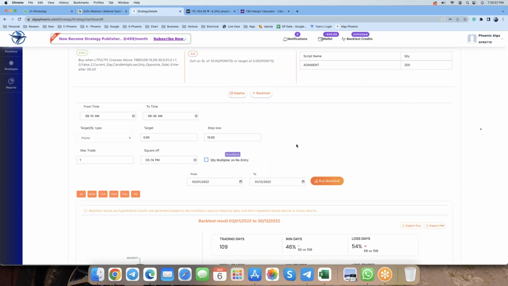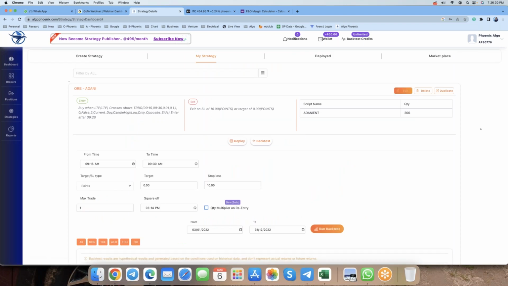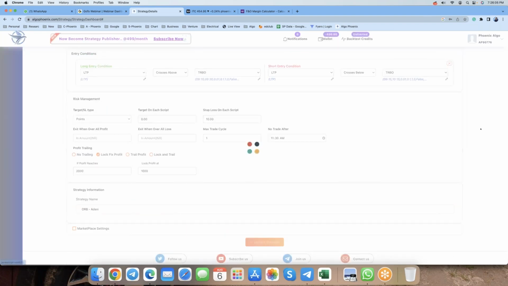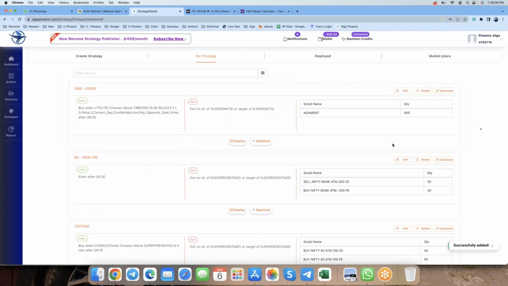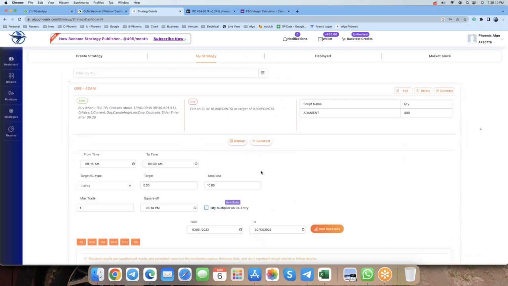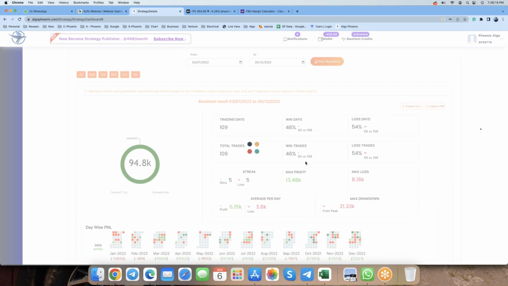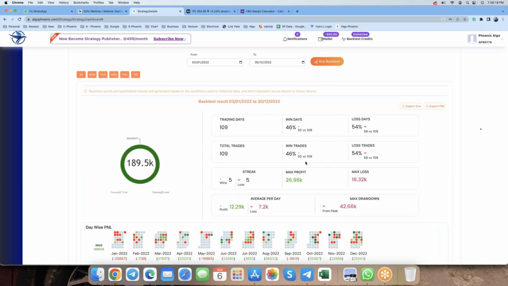In such a scenario, what you can do is instead of 200 quantity, you can go with 400 quantity, keeping 1.5 lakh as margin in your account. The number of trades will remain the same, brokerage will remain the same, expenses will remain mostly the same, but profit will increase. Okay, now I've got one beautiful strategy where my maximum drawdown is 42k.